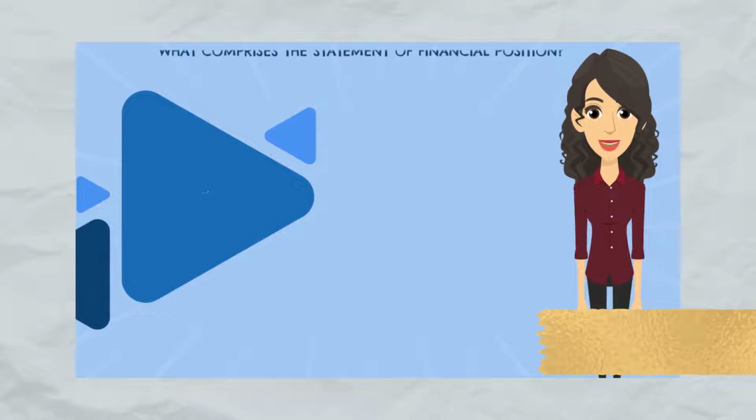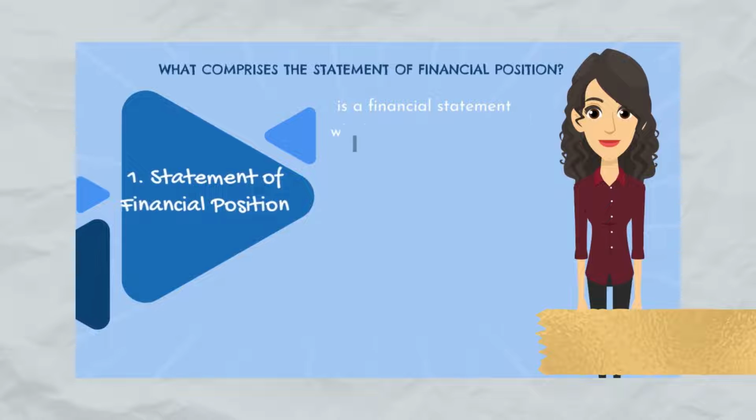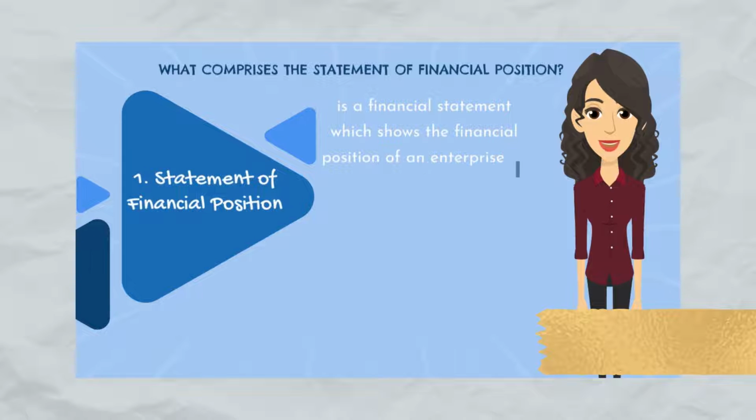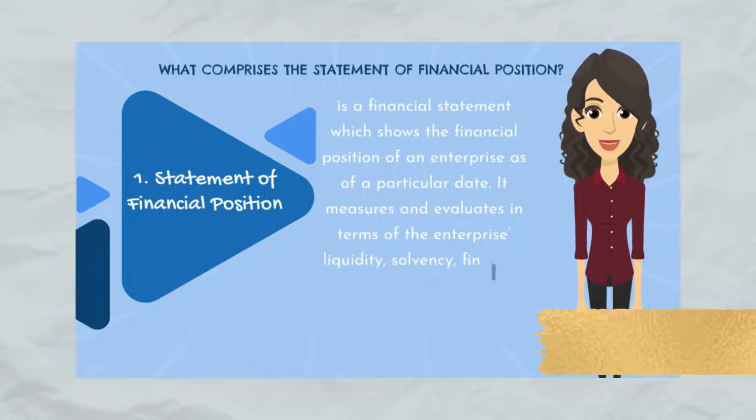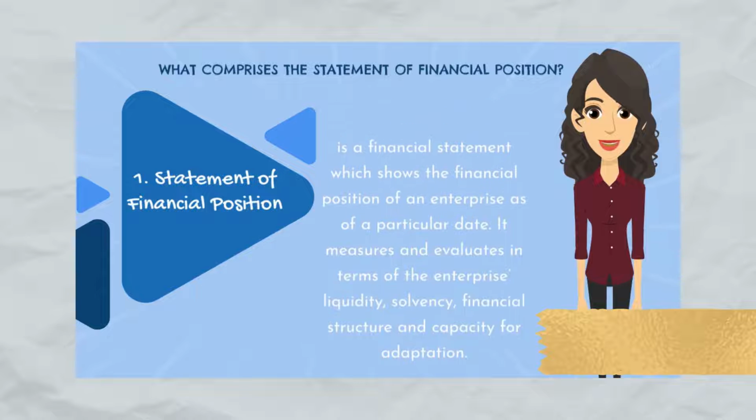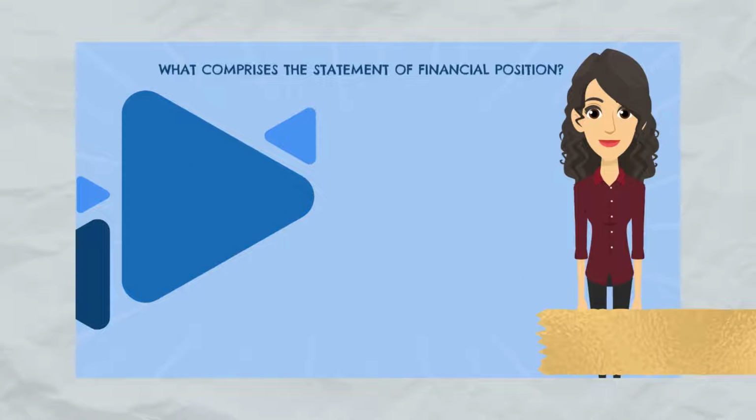First on the list is the statement of financial position. The statement of financial position is a statement that shows the financial position of an enterprise as of a particular date. It measures and evaluates the enterprise's liquidity, solvency, financial structure, and capacity for adaptation.